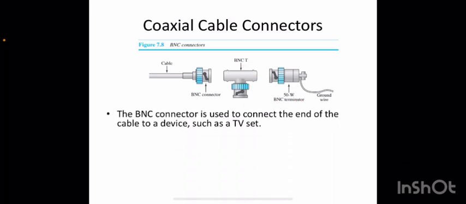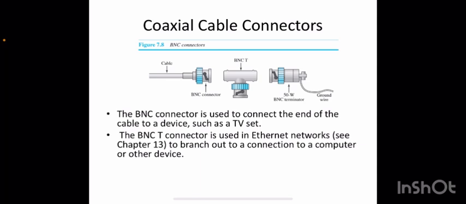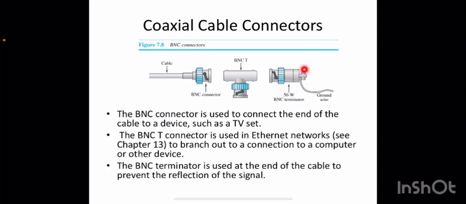The BNC connector is usually used to connect the end of the cable. You can see at the end of the cable we should have this BNC connector, and this can be used to connect to some device like a TV set. The BNC T connector is usually used in Ethernet networks, LANs and all, and that is mainly used for branching out to a connection to a computer or other device. So if we have to connect two or more devices, in that case we can use this BNC T connector.